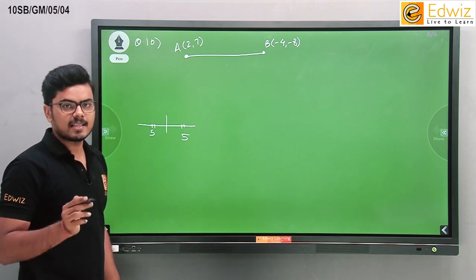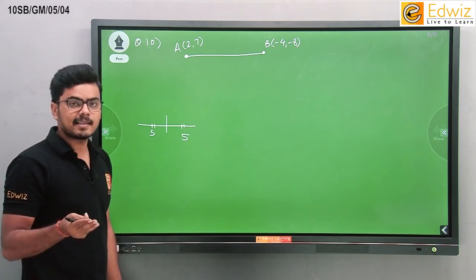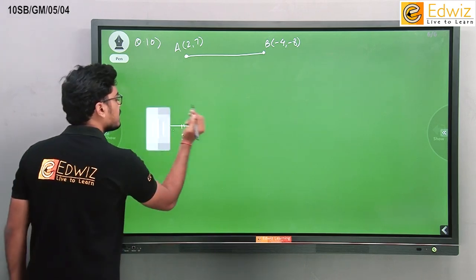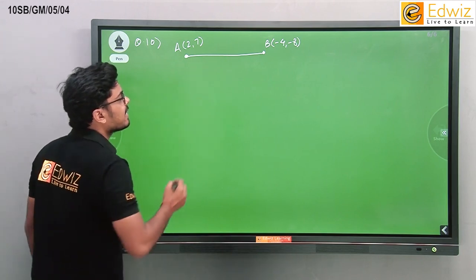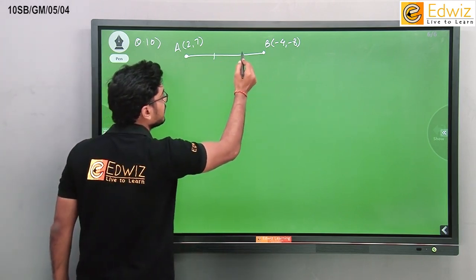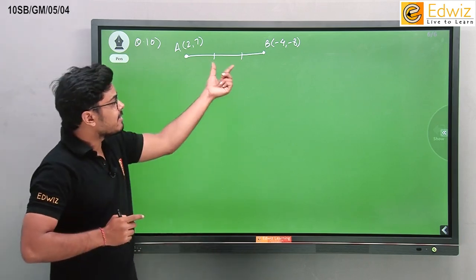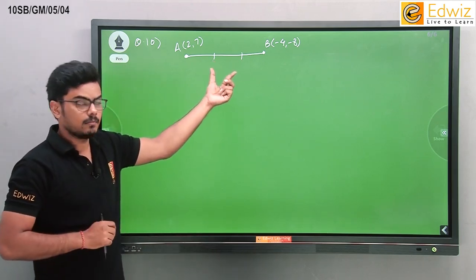Okay? So bisect means 2 parts. Trisect means exactly 3 equal parts. So basically the line segment AB is divided in 3 equal parts. Suppose these 3 are the parts. Okay, for 3 equal parts there will be 2 points of section.